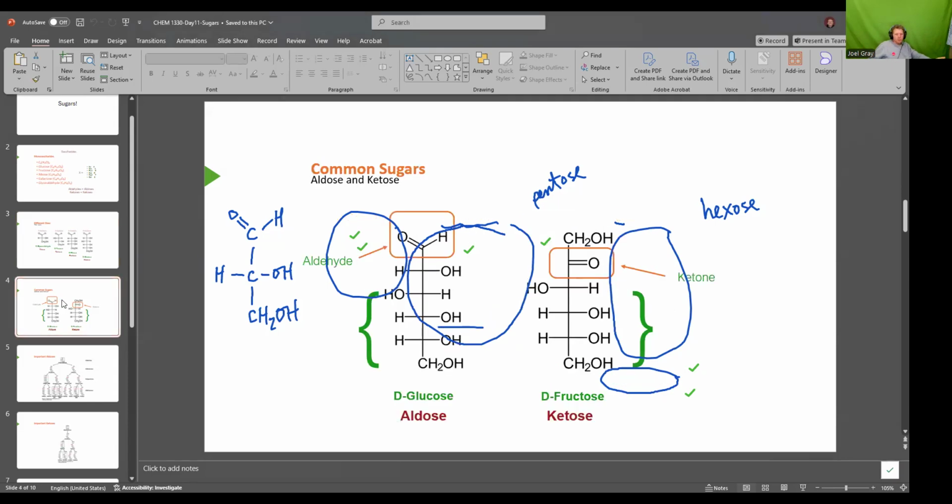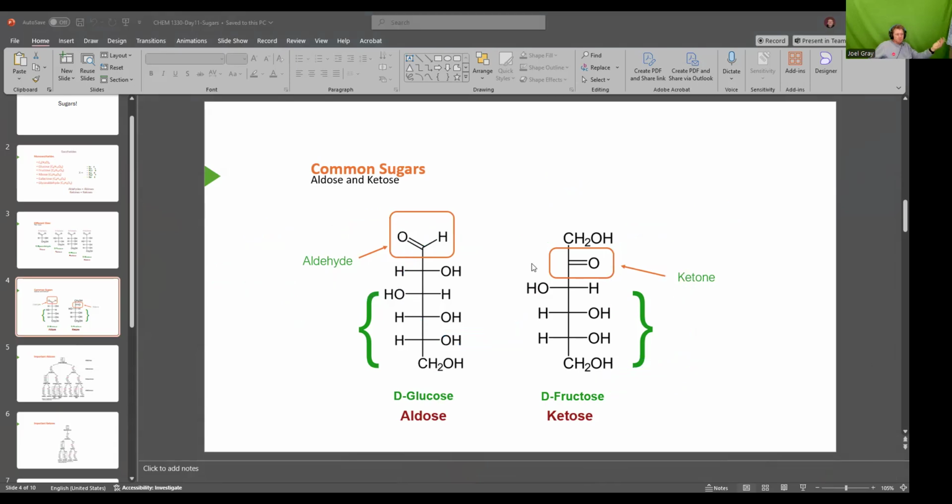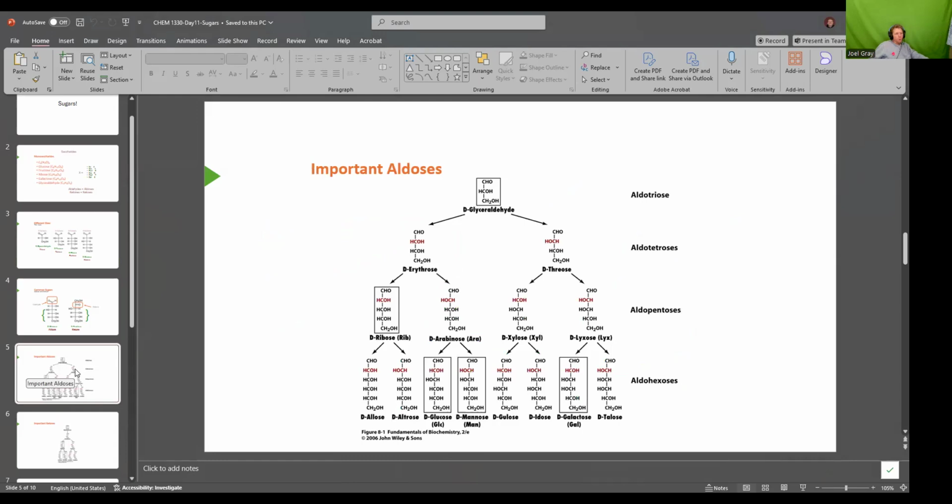Now, I also will ask about a ketose. So I'm going to clear all my drawings here. What this shows us is basically our differences between two sugars. We have an aldose and a ketose. Now, the sugar that I most want you to know the structure of is glucose. Why?